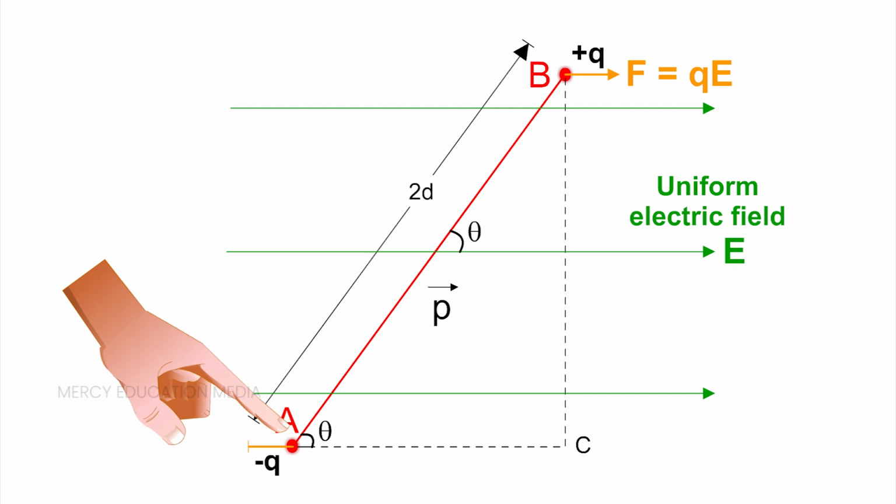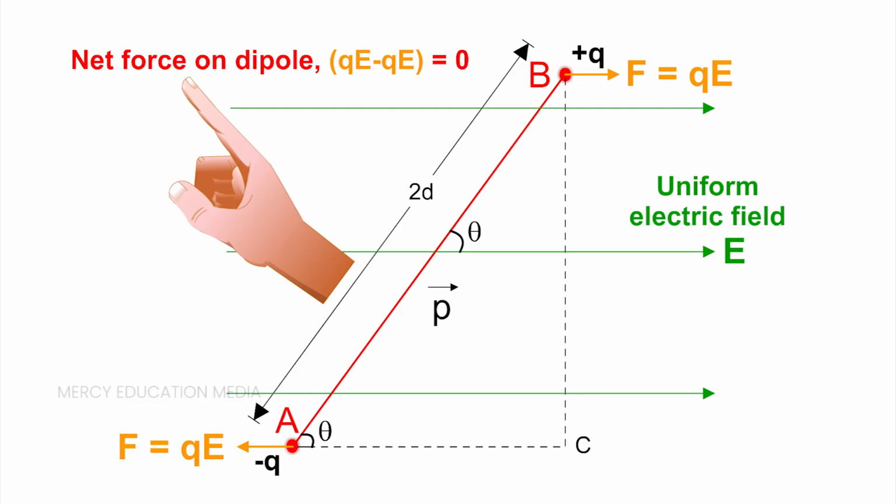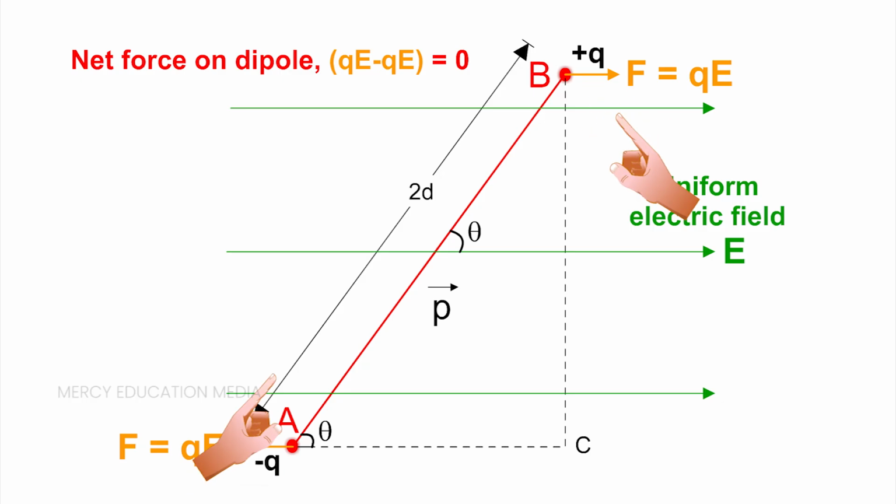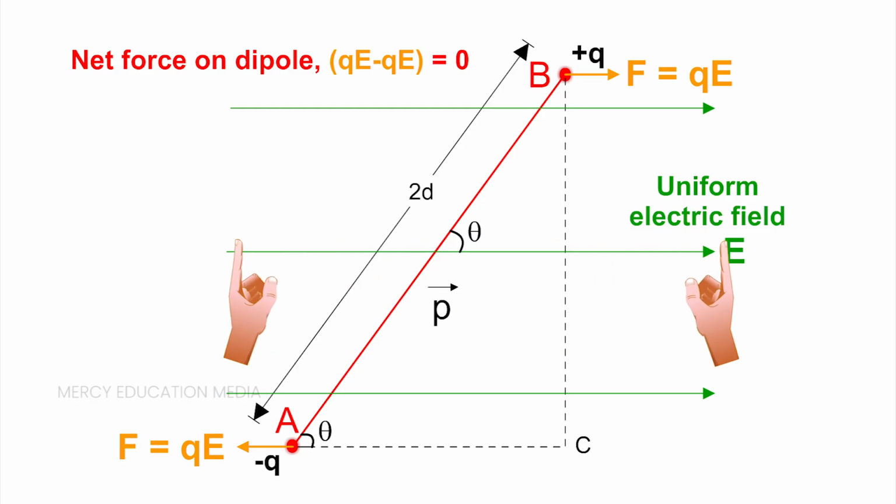The charge -Q experiences an equal force in the opposite direction. Thus, the net force on the dipole is zero. The two equal and unlike parallel forces are not passing through the same point, resulting in a torque on the dipole, which tends to set the dipole in the direction of the electric field.